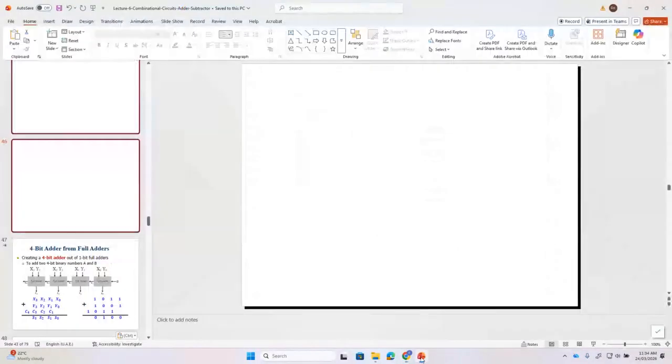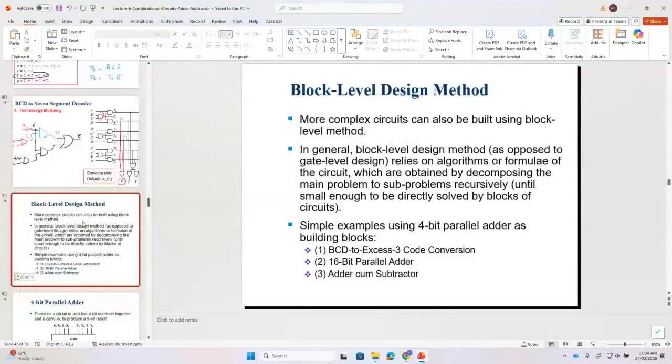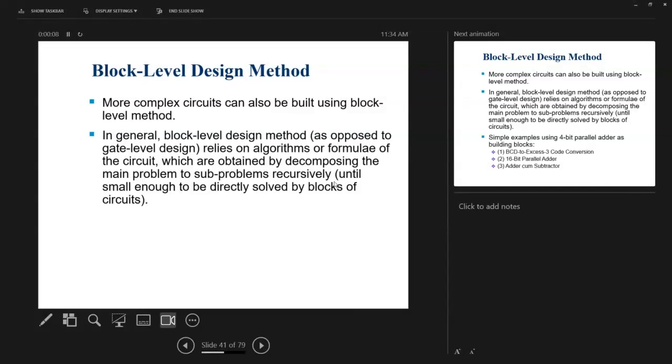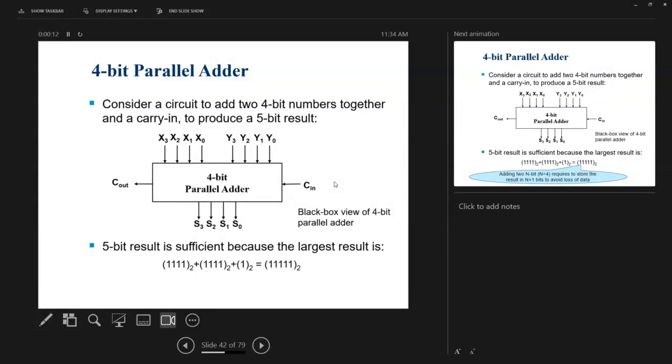Okay. So what are we going to do now? If you want to design more complex circuits, they can be designed using the block level method, and we will study this block level method today.